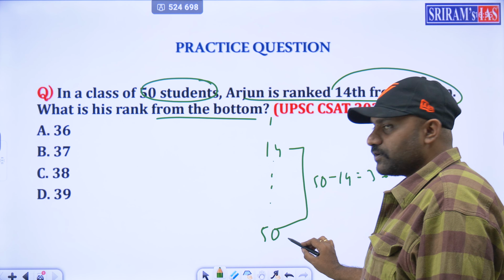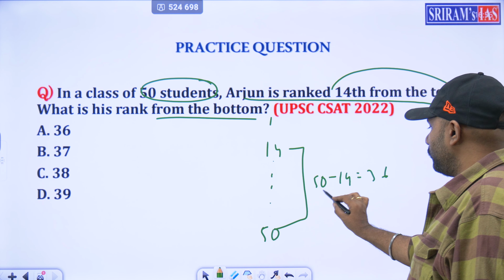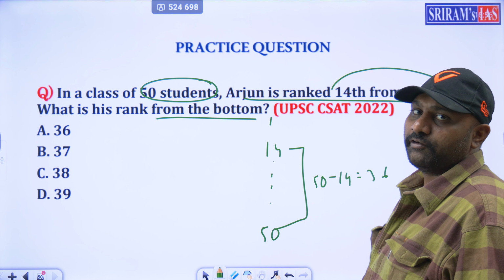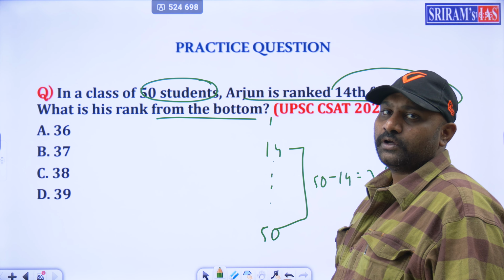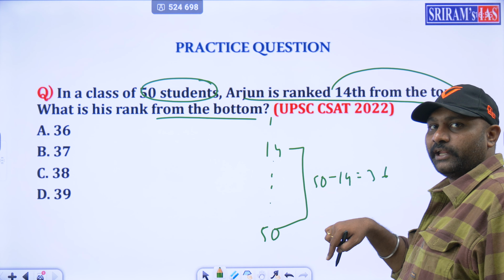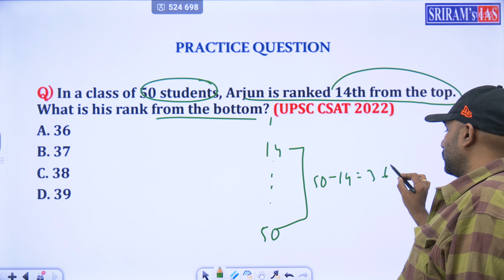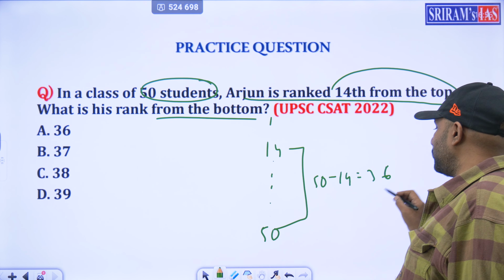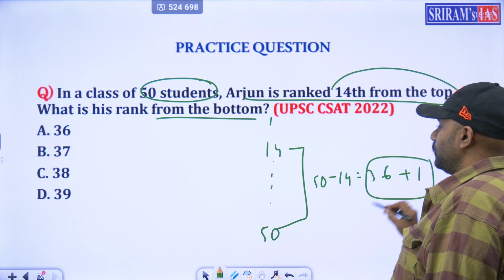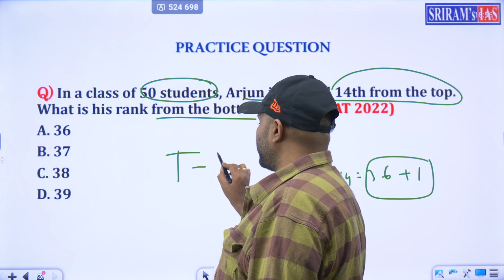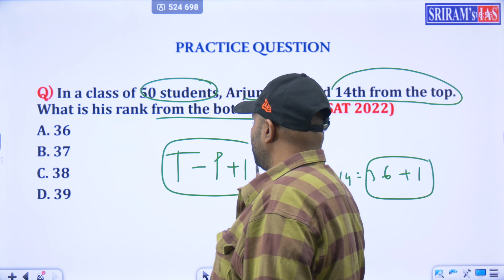Now counting starts from here 1, 2, 3, 4. Therefore 50 minus 14, if you do it, you will start counting from 49. That is a problem. Therefore 36, one extra position should be added, plus 1, which is the same thing, total minus position plus 1. Use this formula and get the answer.